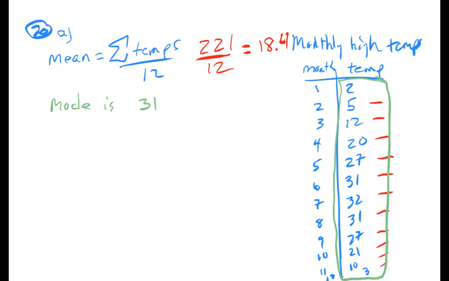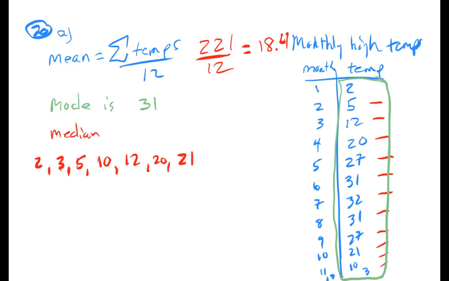Okay. Now, the middle number, which Maddie said, is the median. In order to find the middle number, what should we do with these data values? Put them in order, okay? 2, 3, 5, 10, 12, 20, 21.